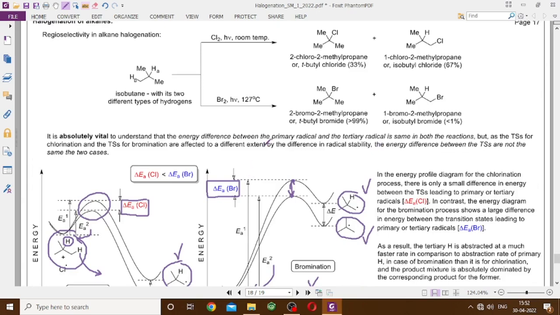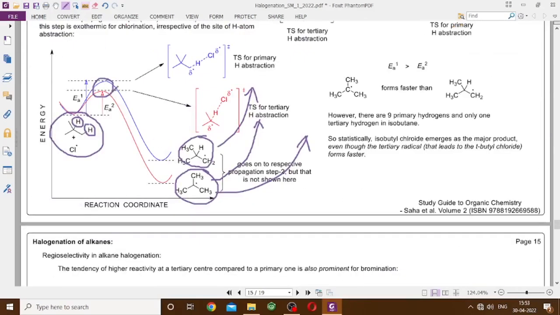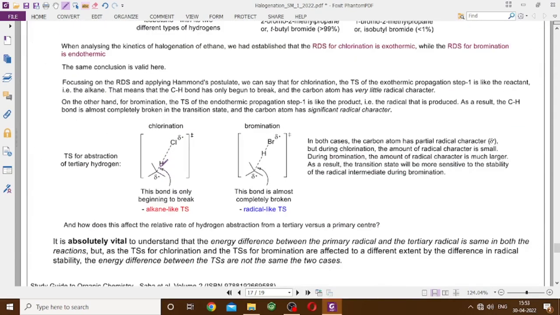So the energy difference between the primary and the tertiary radical is the same. Delta E is the same. What changes is the activation energy difference of the two transition states. If you look at the transition states, you can in fact visually represent the radical character. For chlorination it is an early transition state, because the chlorine is close to the alkane, so the CH bond is not that much broken, maybe 10%, 20% broken, and the bond between chlorine and hydrogen is maybe 10% formed. So hydrogen is close to carbon, therefore this del plus character is low.